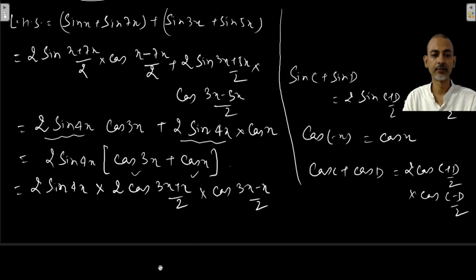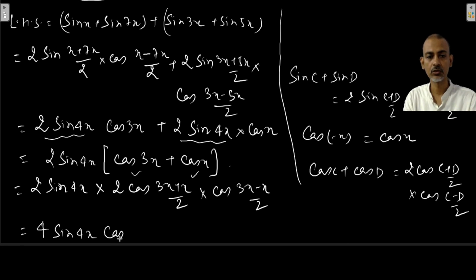Now again, this is just a simplification of it. So now 2 into 2 is 4. We have got sin 4x. And then we have cos of (3x plus x) by 2. 3x plus x is 4x, 4x by 2 is 2x. So cos of 2x. And then we have 3x minus x is 2x, 2x by 2 is x. So we have got cos of x.